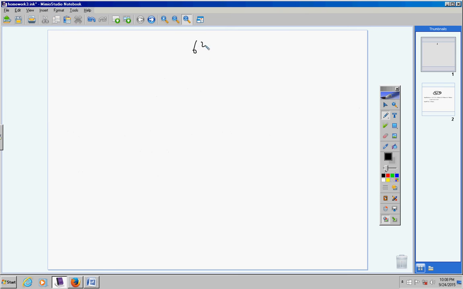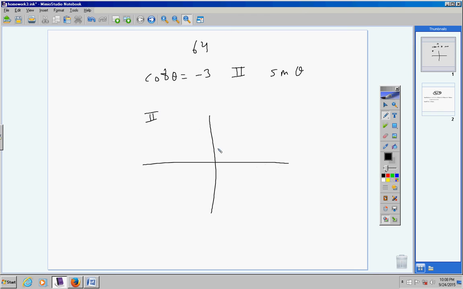Alright, number 64. The directions say to find the trig value in the specified quadrant. So they're telling us cotangent of theta equals negative 3. We're in quadrant 2. Find the sine of theta. Alright, so we're in quadrant 2, right here. Cotangent is negative 3. So the sign sequence is positive, negative, negative. So when I go to find the sine of theta, I know my answer will be positive because of this right here.